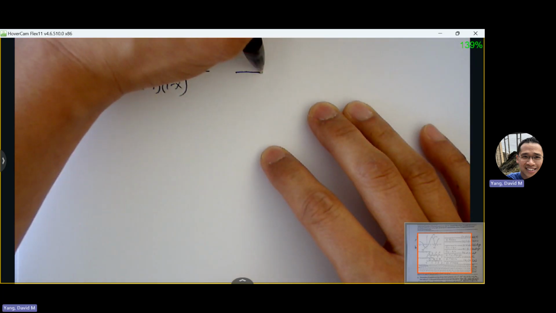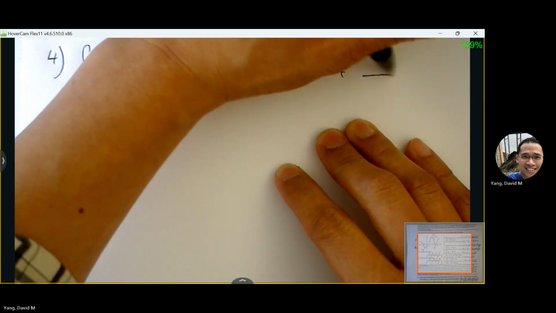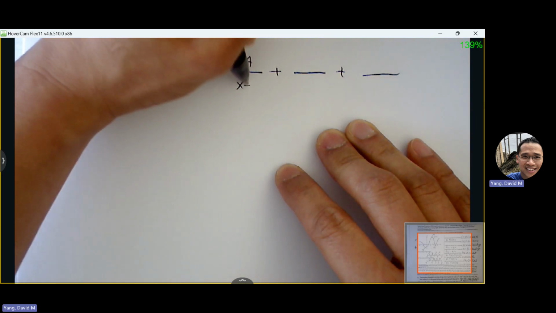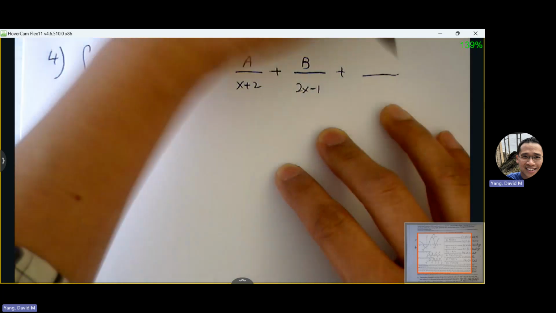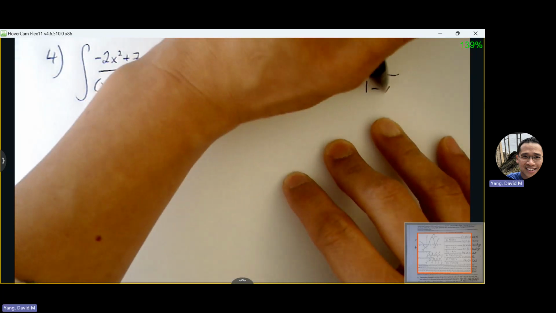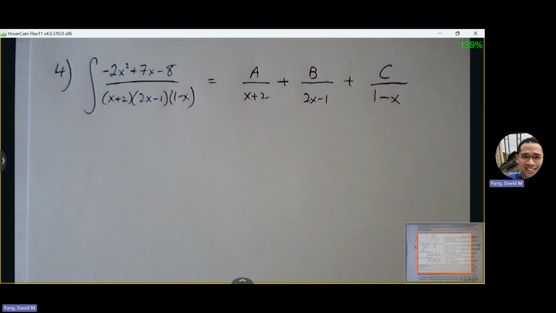We would like to get this into the form of A over x plus 2, B over 2x minus 1, and C over 1 minus x. Because if we can get it into that form, then the integral of each of those individual terms should hopefully be relatively easy natural log rules, 1 over u du's. But we have to first figure out how to assign the A, B, and C values.